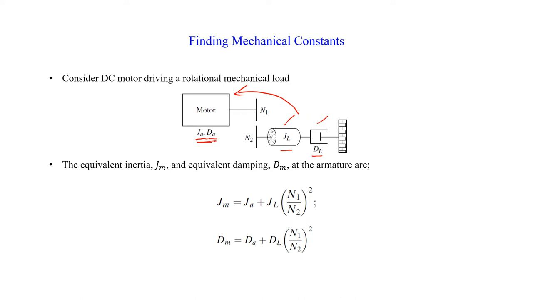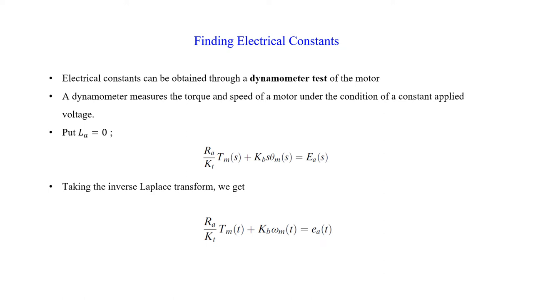So if we include the gears, then we can reflect back J_L through this term and D_L through this term. At the armature side, J_m will be the combination of the armature's inertia and the inertia of the load, which is reflected back from the load to the armature. Similarly, D_m will be the combination of the damper of the armature and the damper term reflected back from the load side. The electrical constants can be obtained by a dynamometer test in which we apply a constant voltage to the motor, and the dynamometer measures the torque and speed of the motor.